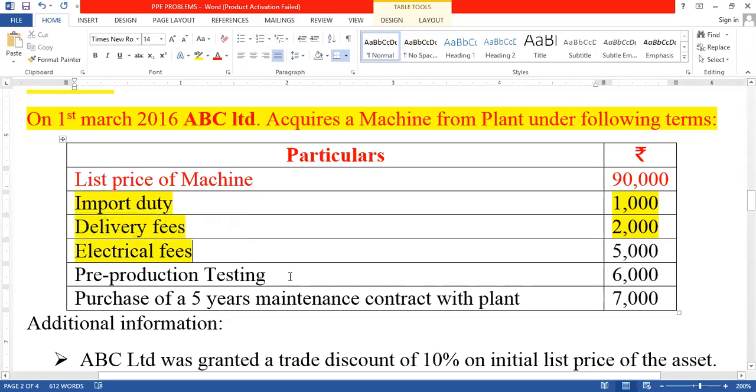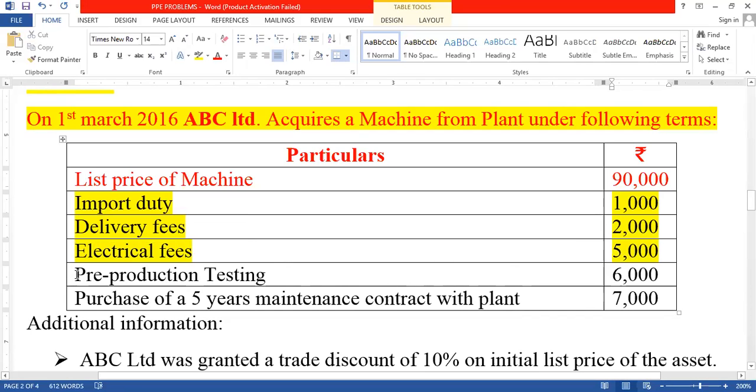Why did we incur electrical fees? To install the machine and to run the machine, we require electric power. Therefore, electric fees are also associated with the purchase price of the machine.